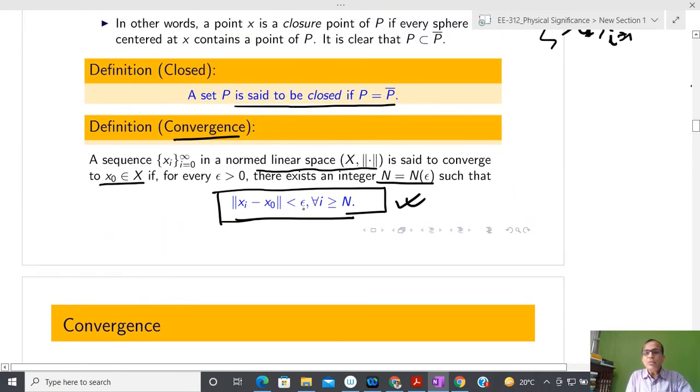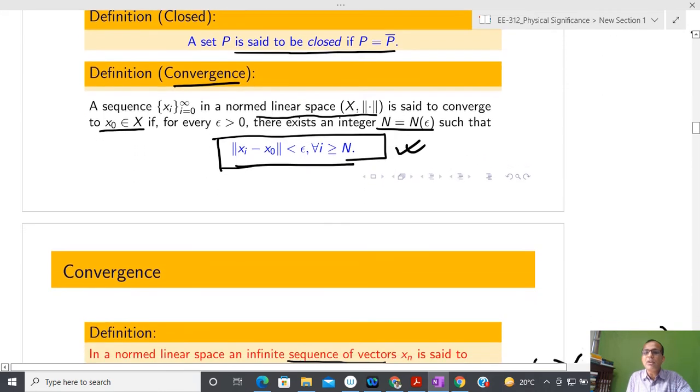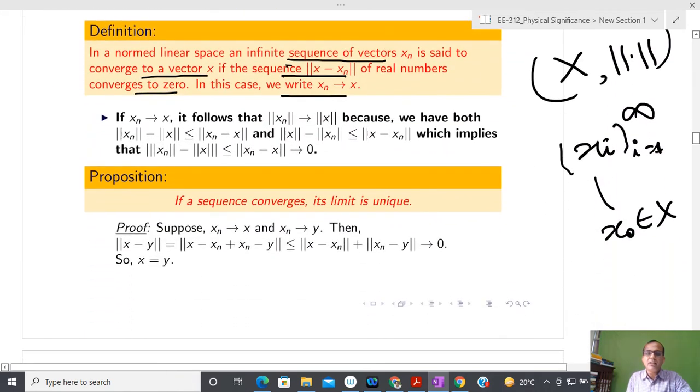Suppose you want to test using a machine whether something is converging or not. If you substitute 0, the calculation time is very large, so people substitute a small epsilon value and check whether for every epsilon there exists an n. If that is the case, they can guarantee that even if epsilon is very small, I can define the n.